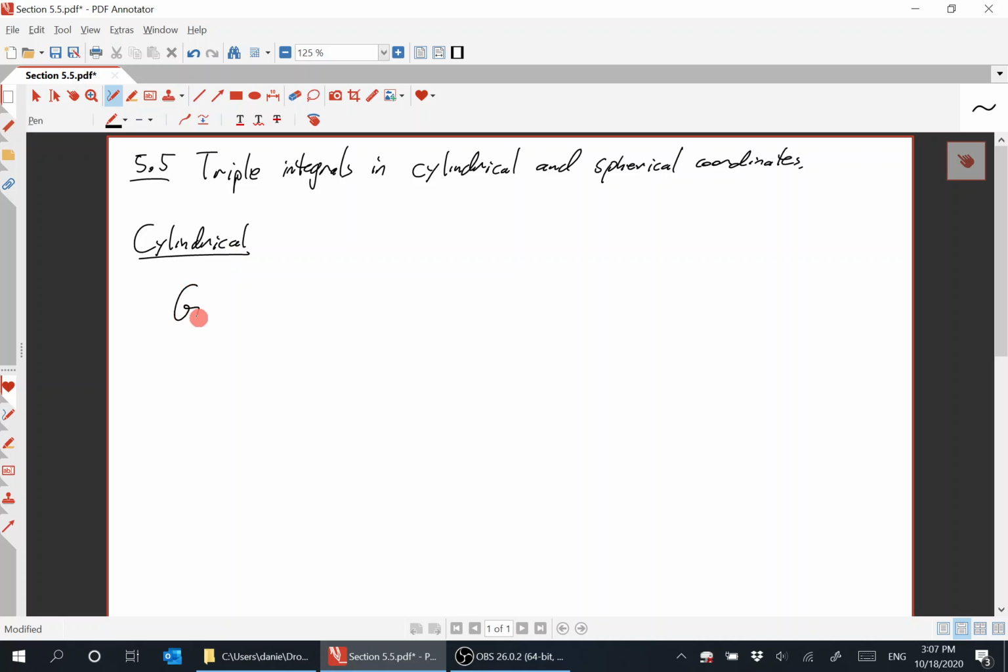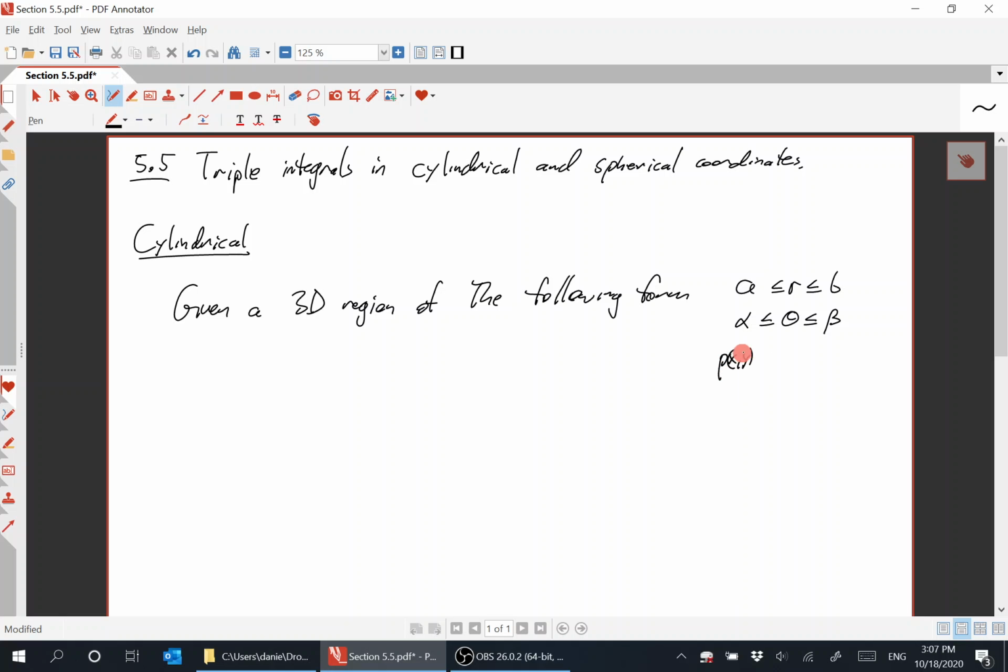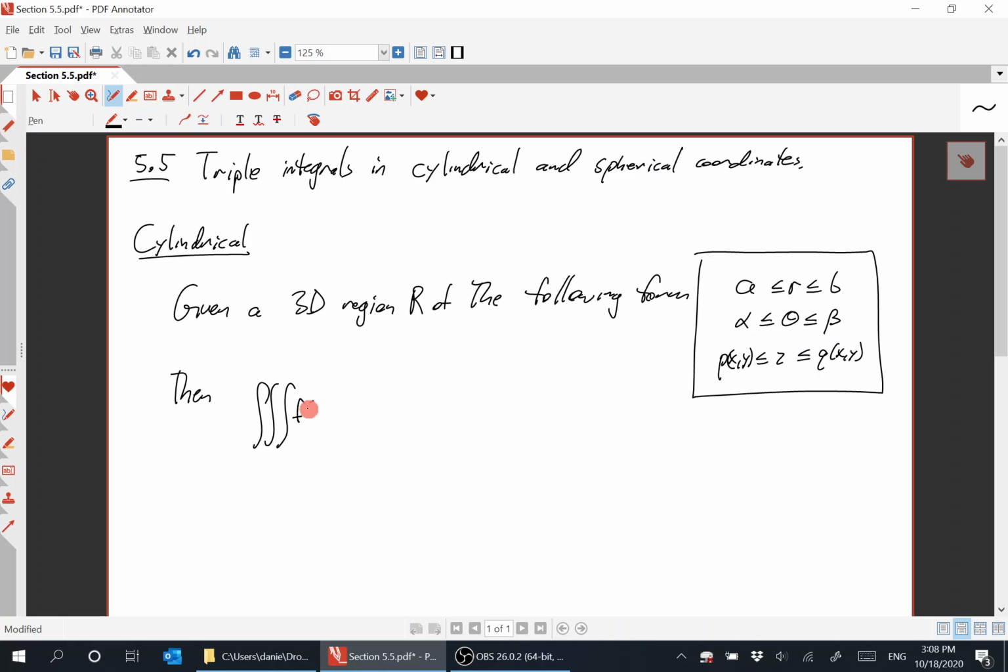So given a 3D region in the following form, A less than or equal to r less than or equal to B, alpha less than or equal to theta less than or equal to beta, and then p(x,y) less than or equal to z less than or equal to q(x,y), a region R of this following form, then the triple integral of whatever function you've got, f(x,y,z) dV over R, is equal to, well, we did this already, actually.